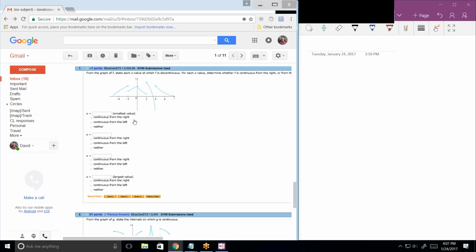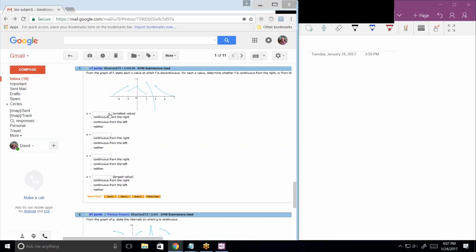Oh, okay. It starts with -4, and then it's neither, and then it starts with -2, and it's continuous from the left. Oh. Why is it discontinuous at -4? Because there's an open circle there that I can't see. Oh, yeah. There's an open circle. Okay. So let's start back at the beginning. Oh, okay. Yeah. I couldn't see that.